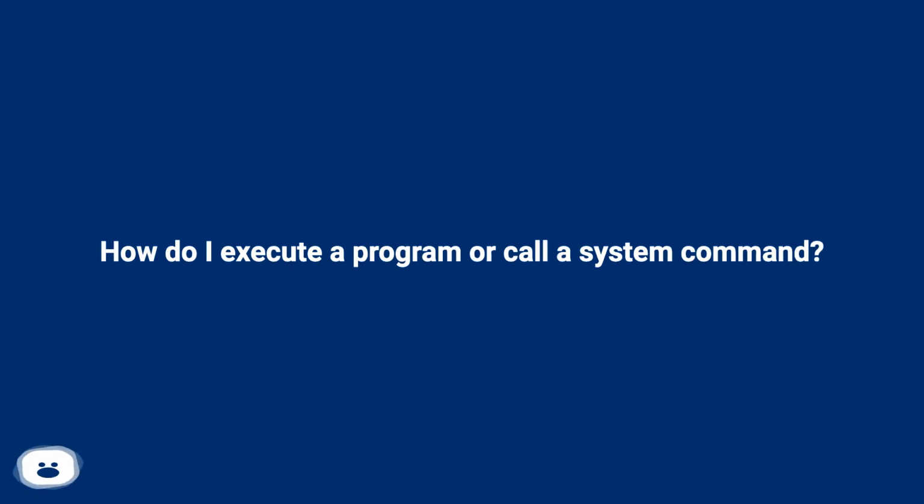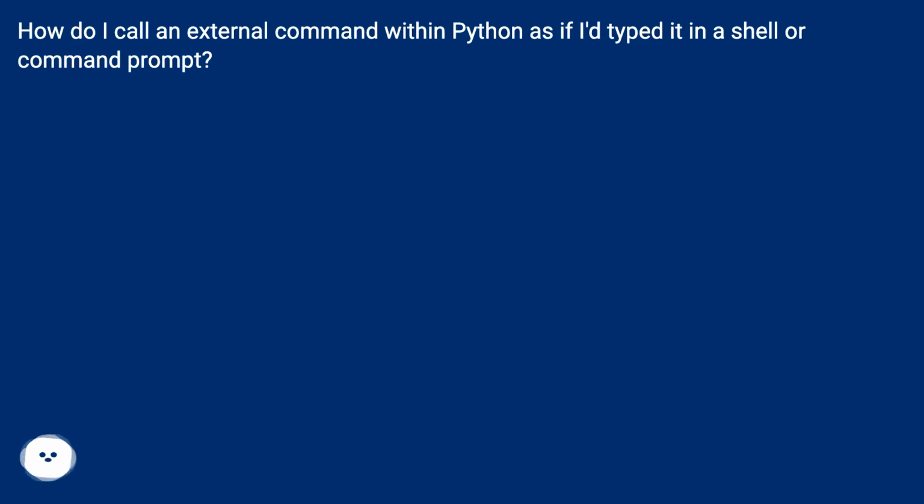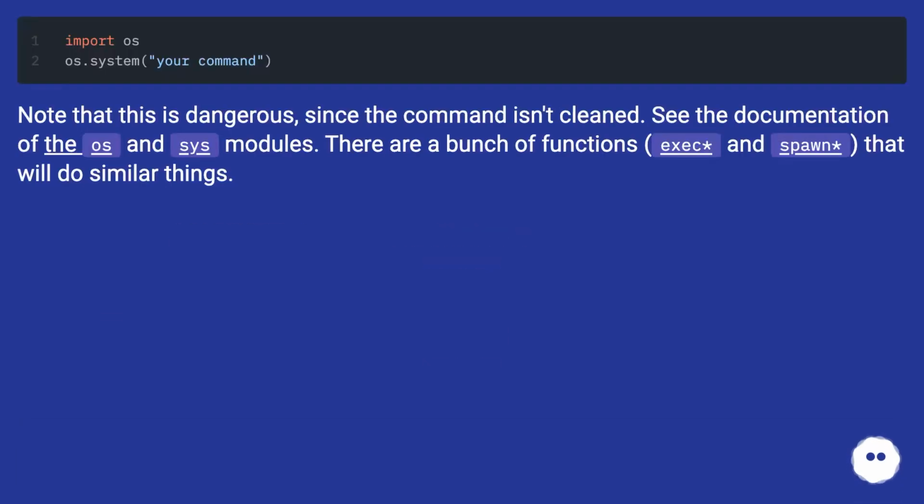How do I execute a program or call a system command? How do I call an external command within Python, as if I'd typed it in a shell or command prompt? Note that this is dangerous, since the command isn't cleaned. See the documentation of the os and subprocess modules. There are a bunch of functions, exec* and spawn*, that will do similar things.